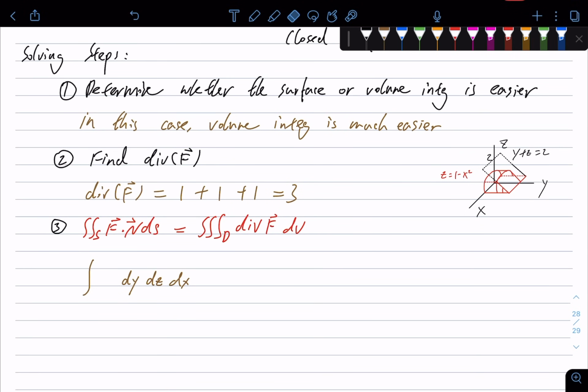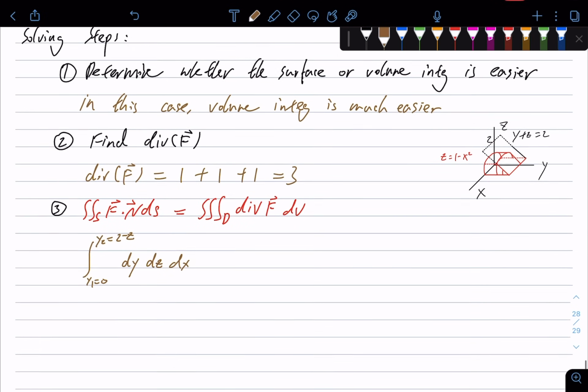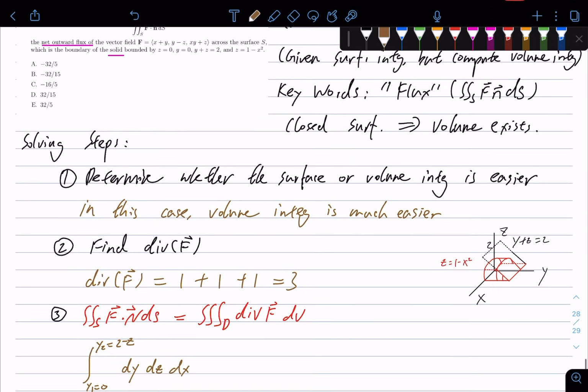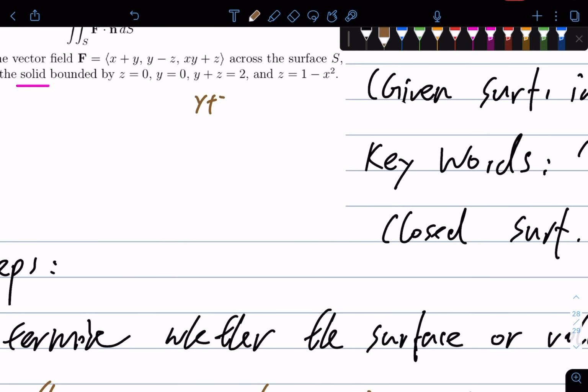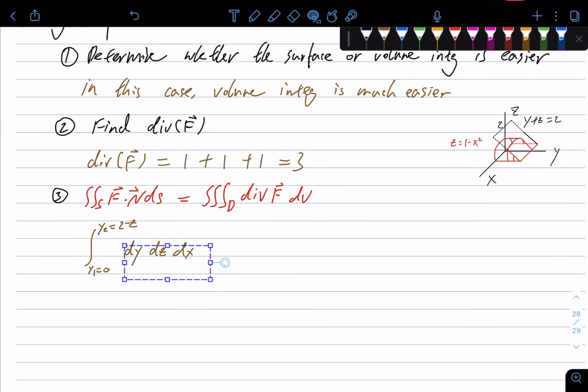So y1 equals 0, and then y2 equals 2 minus z. We're going to rewrite y plus z equals 2 to y equals 2 minus z. Okay. And then the integrand will be the divergence of F, which is 3 right here. And then for y, we're just going for z, right?